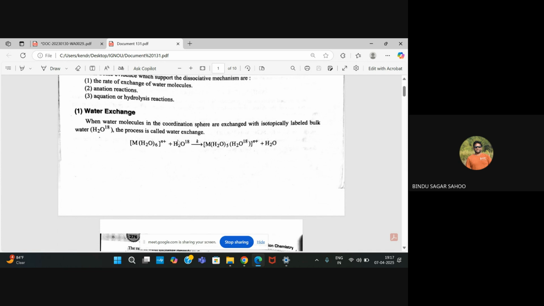So to make some differentiation, we are taking the isotopically labeled water. It will just replace one water molecule from the complex, and here the addition of the isotopically labeled water ligand occurs.